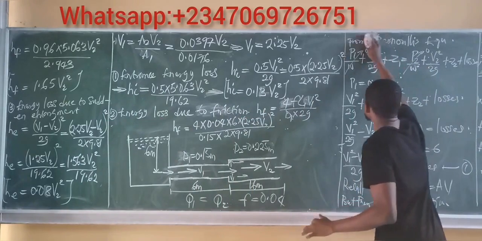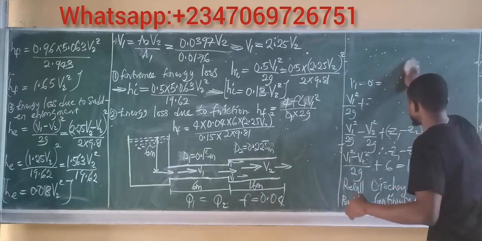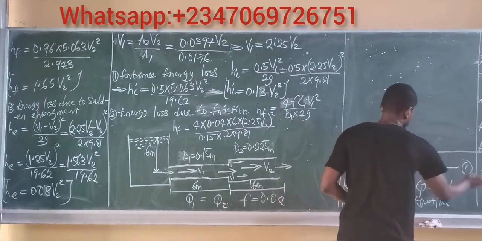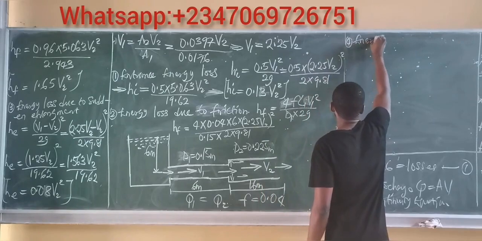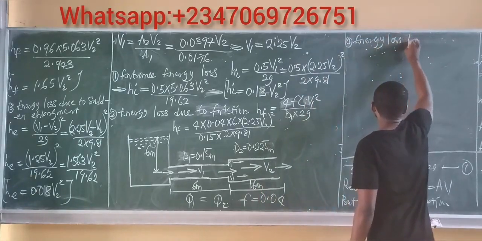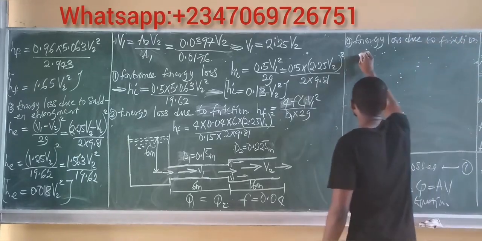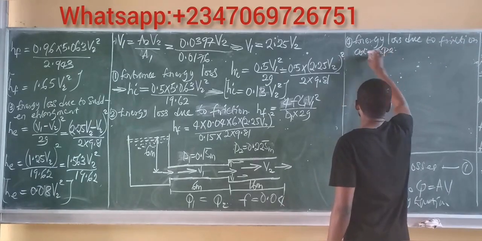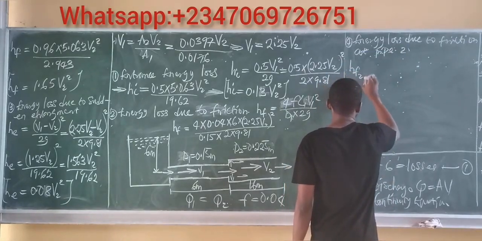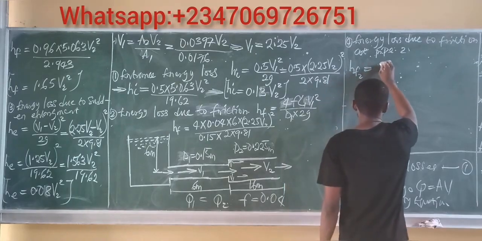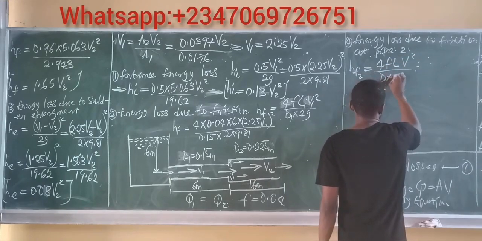All right. So I'll wipe here. I will need equation 1, so I'll just wipe the top surface. I'm keeping equation 1 because I will need it. So the fourth energy loss we'll calculate is also energy loss due to friction at pipe 2. We also employ the Darcy-Weisbach equation. This is now HF2, and that's equal to 4FL times V squared all over D times 2G.